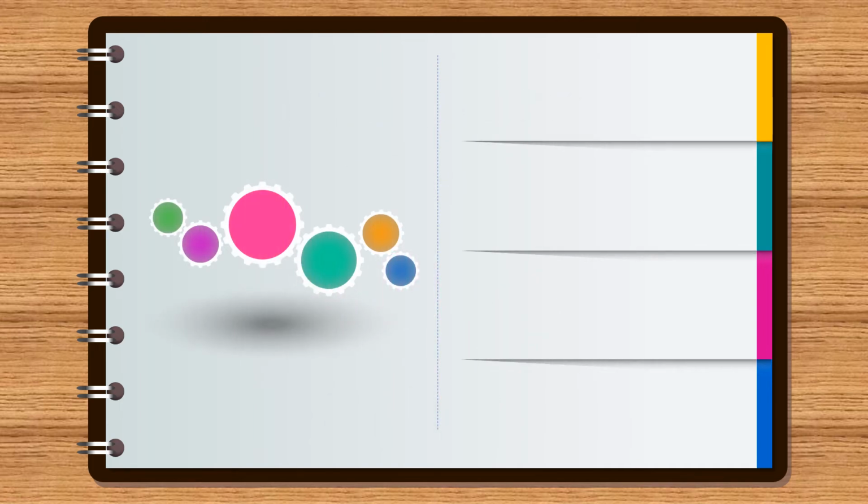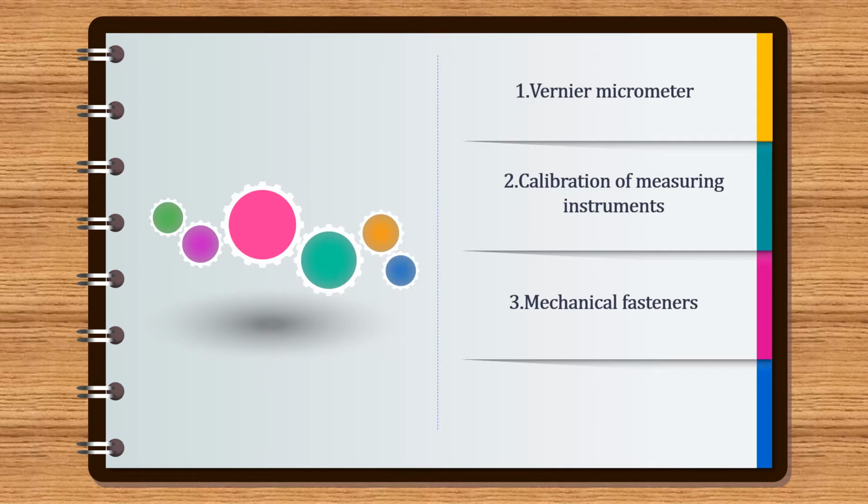In week number 30, we are going to discuss the topics of 1. Vernier micrometer. 2. Calibration of measuring instruments. 3. Mechanical fasteners. 4. Screw thread micrometer. In the previous video, we already discussed vernier micrometer and calibration of measuring instruments. In this video, we are going to discuss the remaining two topics. Come, let's go.